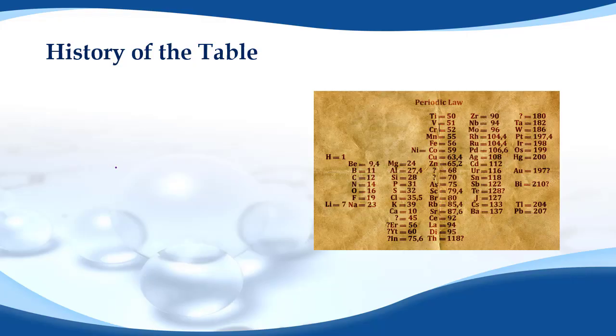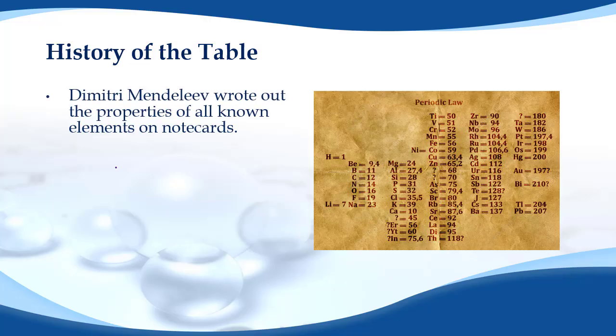Okay, so starting off with the history of the table, this diagram you see on the right is one of the first periodic tables that existed. The initial, what we call modern accepted periodic table, was developed by a Russian chemist named Dmitry Mendeleev. And the way that he made this table was he wrote out all of the known properties of every element that was available onto a note card and then started sorting those note cards.